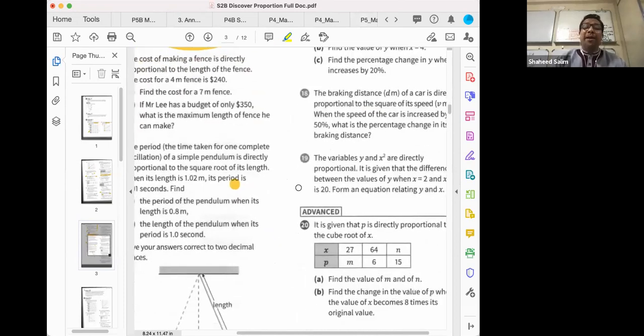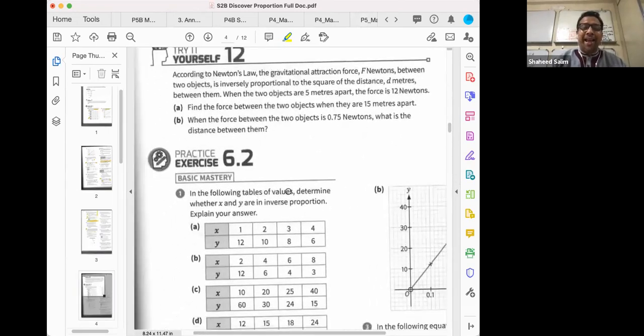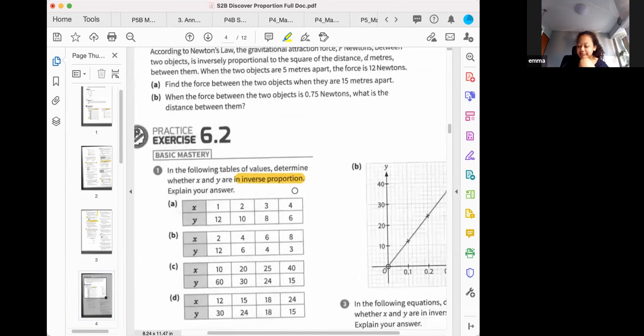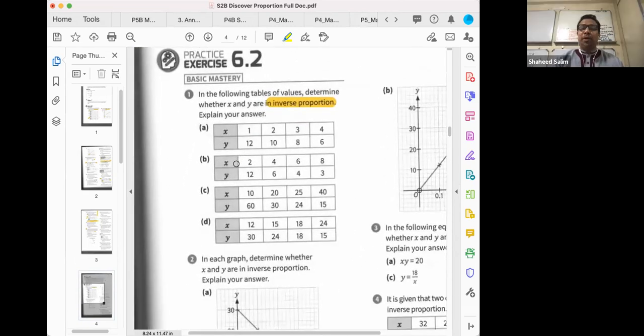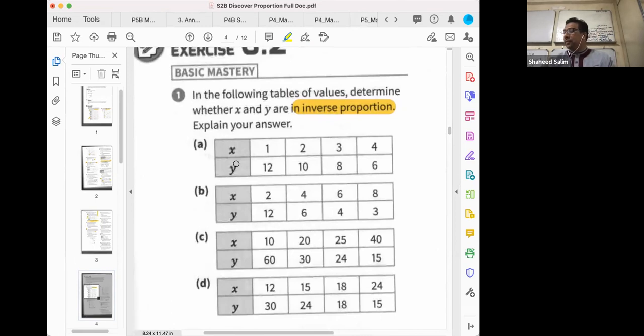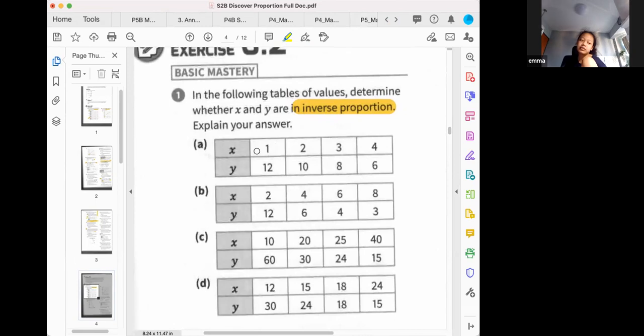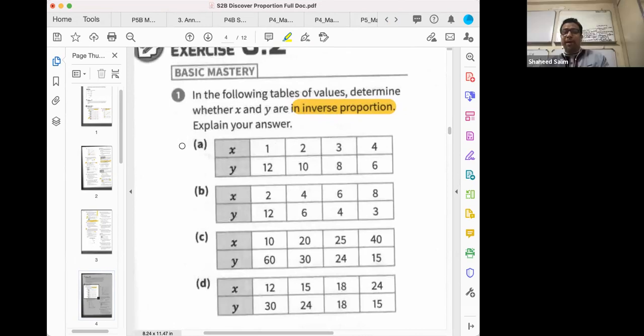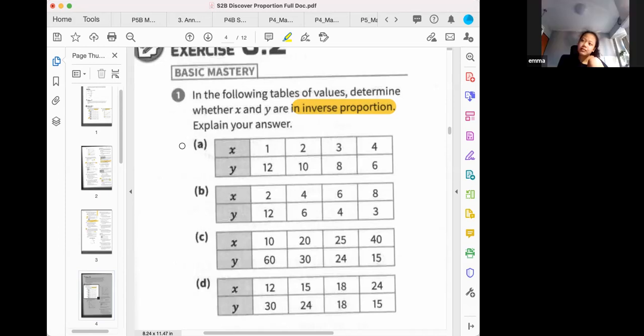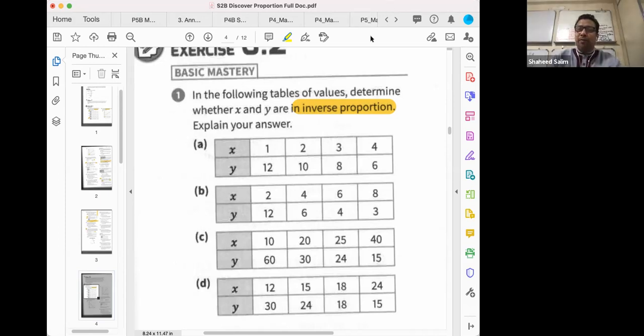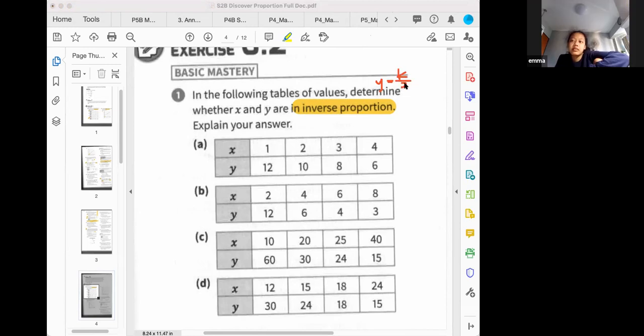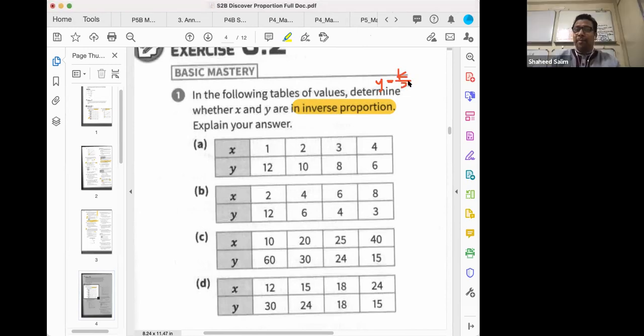Okay. Now we are going to do inverse. You tell me now what to do. We're going to do the check for inverse. What to do? You know what to do? x over y. Okay, the equation for inverse proportion is y equals k over x. How to find k? x times y. Remember or not?